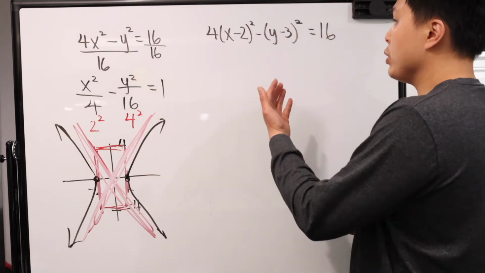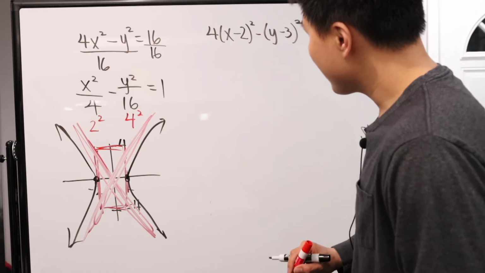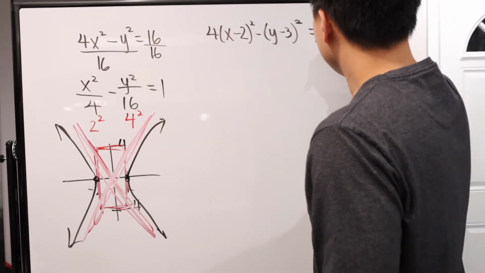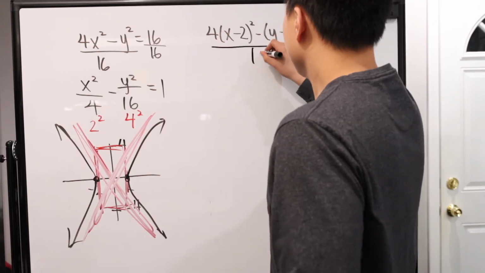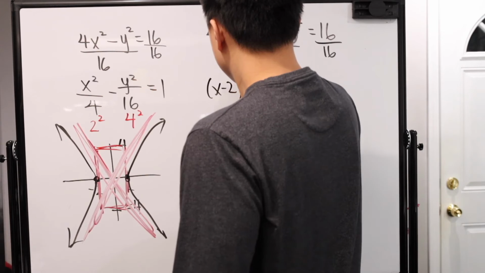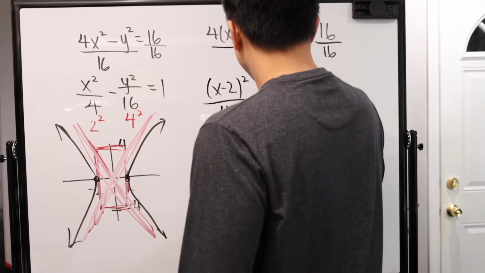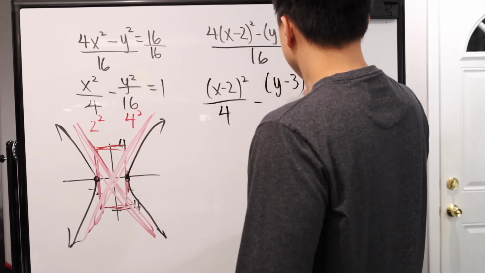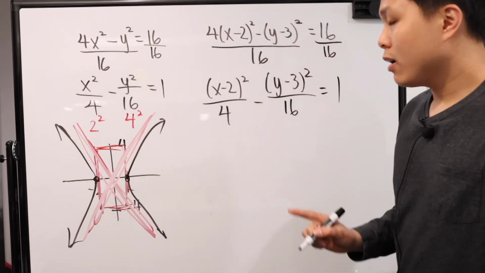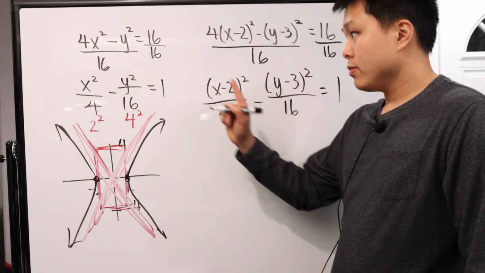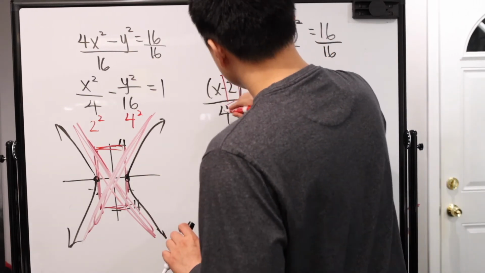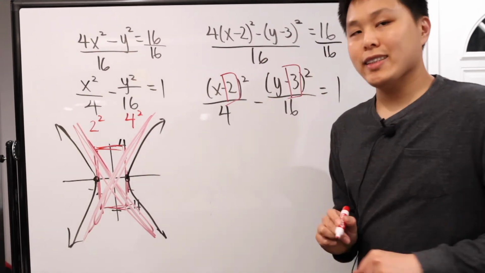Well, this one right here, what do we do? Well, the lovely thing about this is that it looks very similar to this, so you can sort of guess. If we divide by 16 on both sides to ensure that this side ends in 1, what we basically have is x minus 2 squared over 4 minus y minus 3 squared over 16 equals 1. Very similar to this guy, but now we have this right here and this right here as the difference.